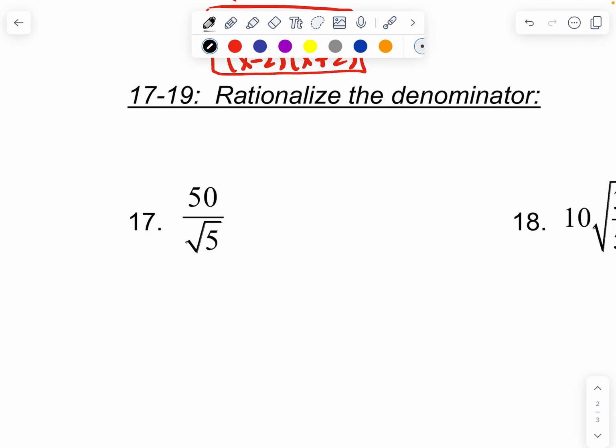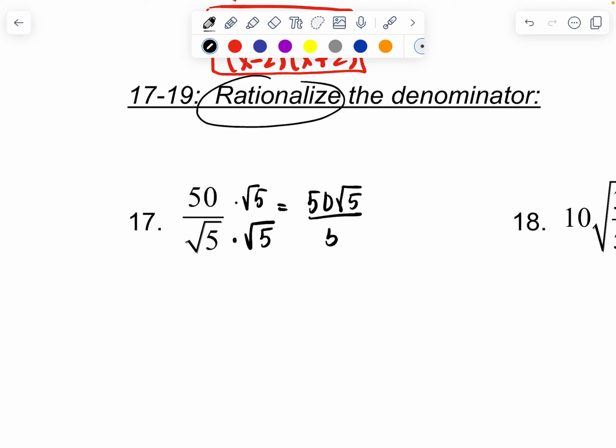If I want to rationalize, that means to make the number on the bottom a whole number. I don't want it to be a radical. So the way to do this is to multiply by the square root of 5. So on the top, we're going to have 50 square root of 5. And remember, a square root times itself is just that number. Square root of 5 times square root of 5 is 5. And notice I can simplify this. 50 divided by 5 is 10. So this is 10 root 5.